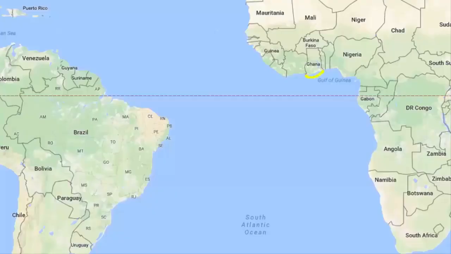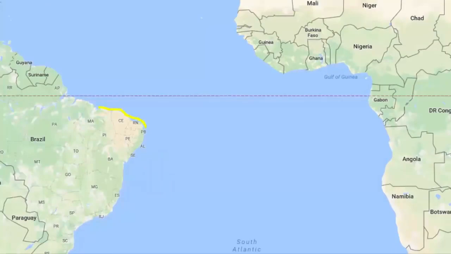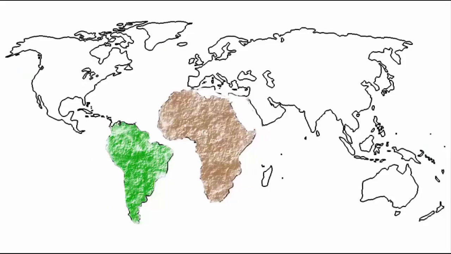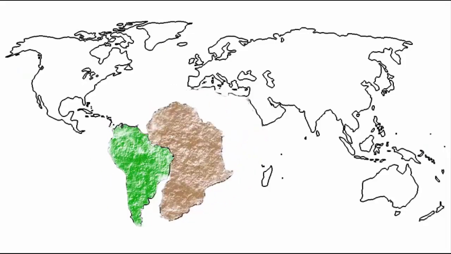So if you look at the coast of Ghana and then the coast of Brazil, you'll see that these placer deposits look like veins that were once joined together. This point again made Wegener believe that Africa and South America were once a single landmass.